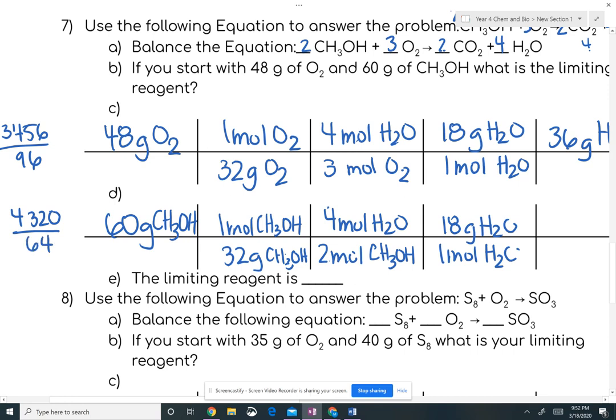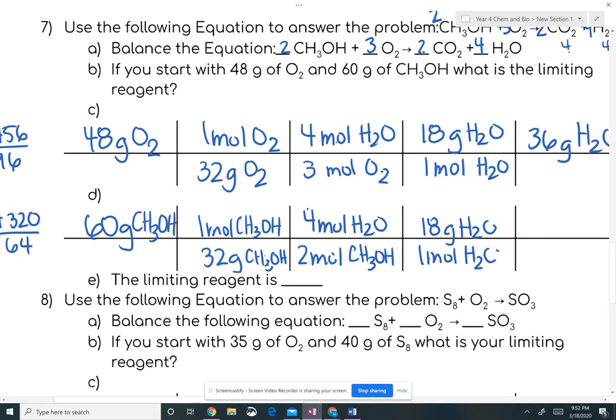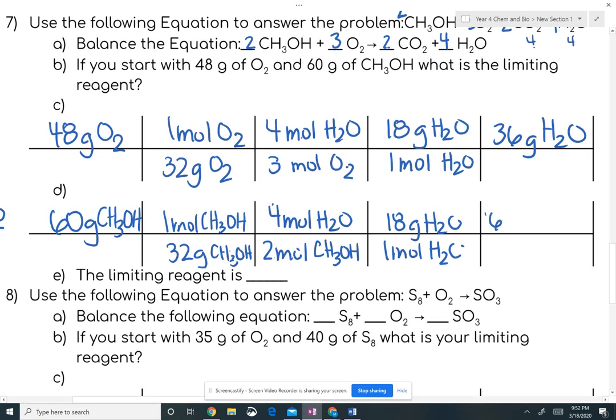So 4320 divided by 64, which is going to be 67.5 grams of H2O, right? So then you would look at which answer is smaller, right? And I see that this 36 grams is smaller. So that means my limiting reagent in this case is going to be my oxygen again.